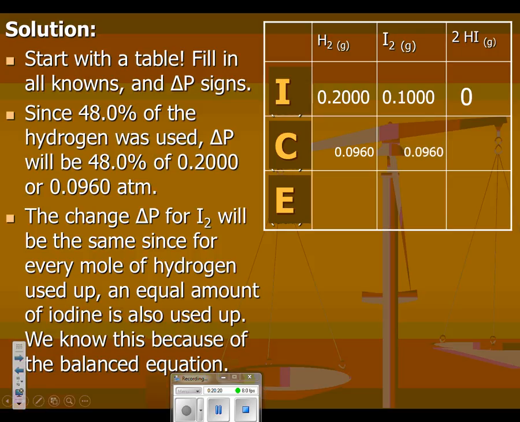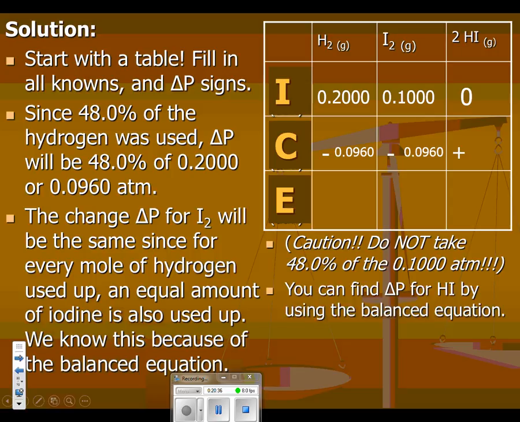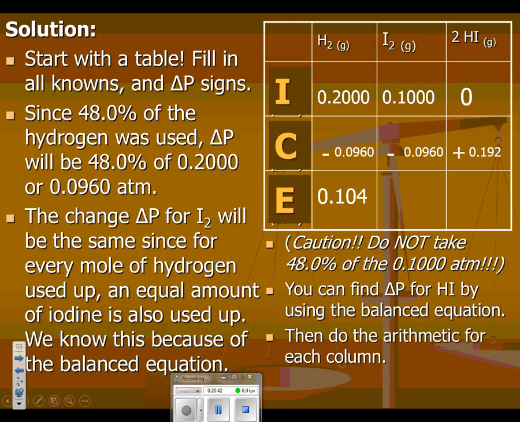Now, in front of those there was just one, so I know that iodine will change the same, and HI will actually double that, right? Because there's a 2 in front. So we get a 2 in front of that, and it's going to be added, and the others are going to be subtracted. It's only 48% of the hydrogen gas that was consumed, so that's really important. You can change delta P using the balanced equation. Do the arithmetic, and you've got your equilibrium, and then you can make your K and plug in.